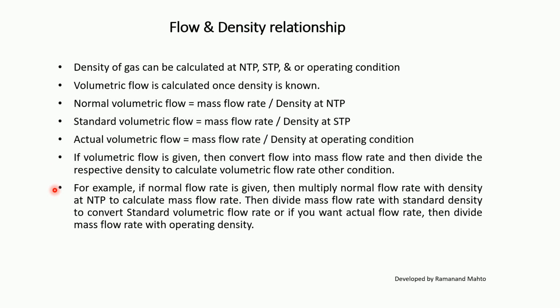For example, if normal flow rate is given, then multiply the normal flow rate with density at NTP to calculate mass flow rate, then divide mass flow rate with the standard density to convert to standard volumetric flow rate, or if you want actual flow rate, then divide the mass flow rate with operating density.